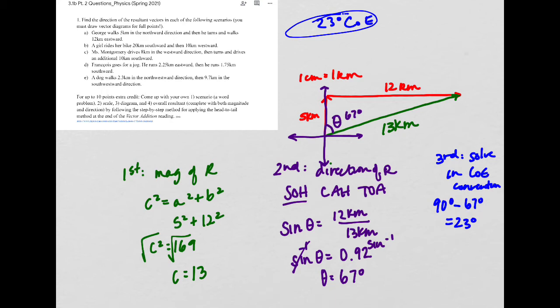All right, letter B says that a girl rides her bike 20 kilometers southward, then 10 kilometers westward. So 1 centimeter equals 10 kilometers. We're going to do 20 kilometers south, then 10 kilometers west, and now we need to know the resultant.